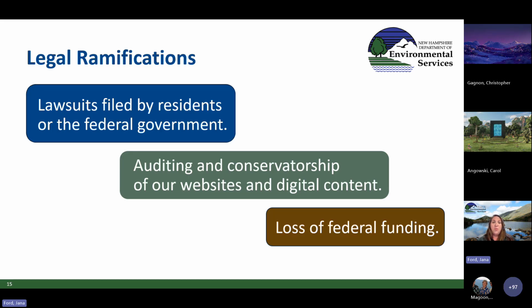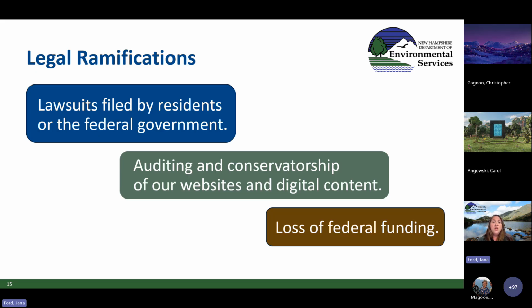Our own state Department of Education actually went through this years ago, and the settled conclusion of that lawsuit resulted in their websites being audited and monitored by the federal government for several years. They were only just recently able to move out of that conservatorship. And there's also currently a case in Louisiana where a blind man is suing them because he could not use several of their state websites. This one's still working its way through the courts.